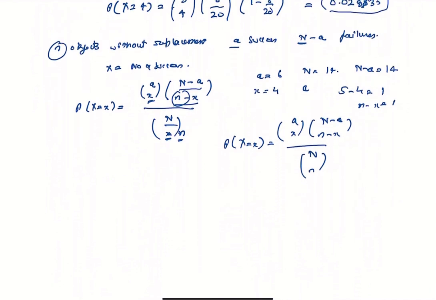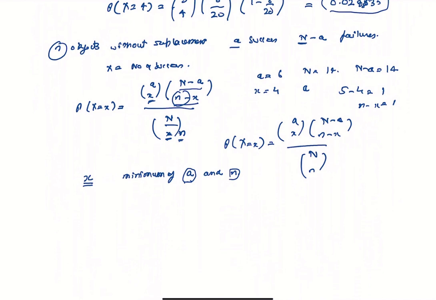Now these are all intuitive, but the maximum value x can take on will be the minimum of a and n, because the total number of successes cannot be more than the total number of successes that are already there, and it can also not be more than the sample you are picking.